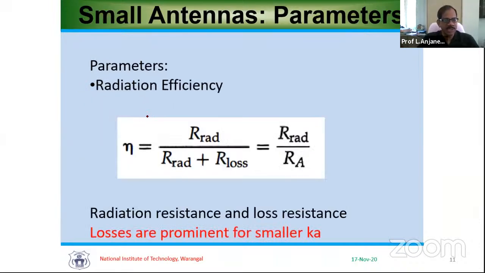For example, radiation efficiency is theoretically given by radiation resistance divided by RA, where we also have to take some losses into account. Usually losses are very prominent for smaller ka values. The reason I'm giving you these details is that handling smaller antennas is easy because we require less material, but the smaller you go, the more difficulties you come across, essentially.